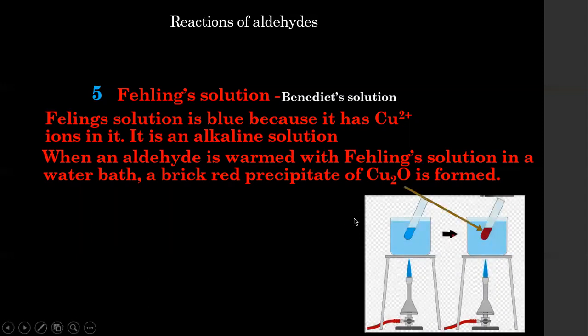Here I have just drawn a diagram to show you what happens here. On the left-hand side, you can see a test tube kept in a water bath. And the blue solution is actually a mixture of Fehling solution and aldehyde. And when you warm for some time, you can see the content in the test tube going from blue to brick red. By doing this experiment, very conveniently we can identify if a substance is an aldehyde or a ketone.